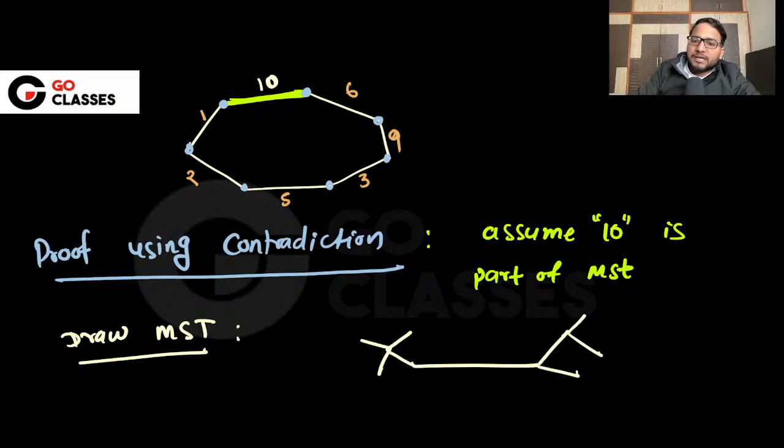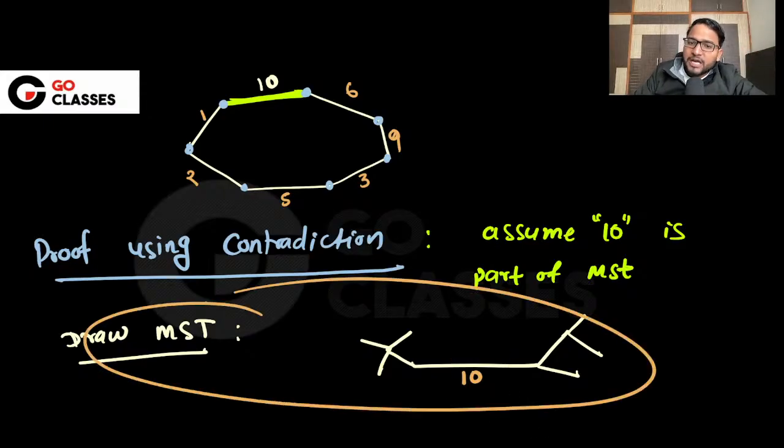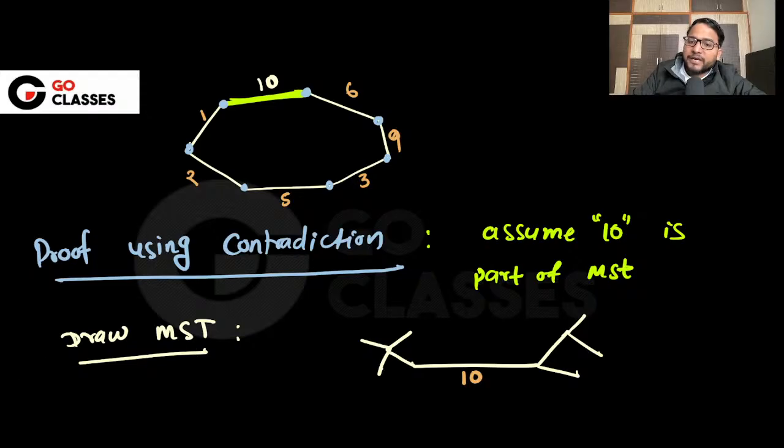Okay, this is the MST that I have drawn where 10 is a part of MST, right? Now what I'm saying here is that since this 10 is a part of MST and since it is a part of a cycle also, which means, see, MST doesn't have any cycle, but if I have the complete graph, then there must be one more edge which is connecting like this.